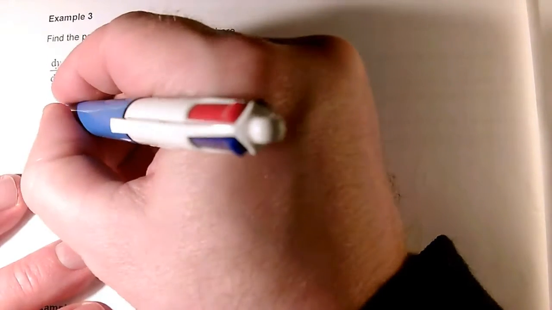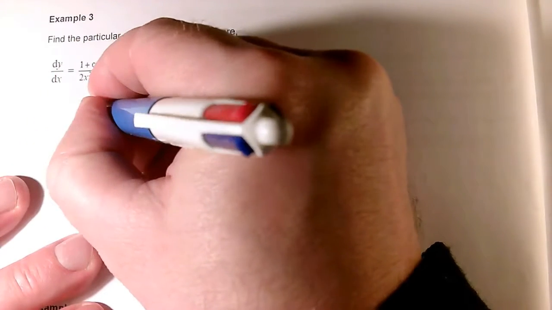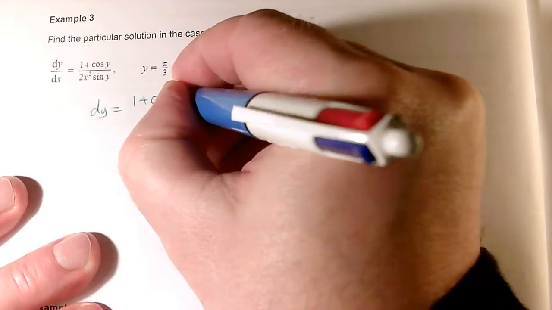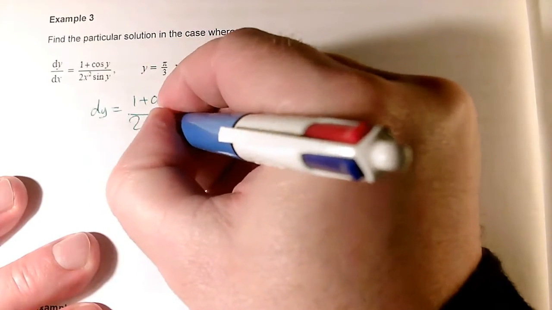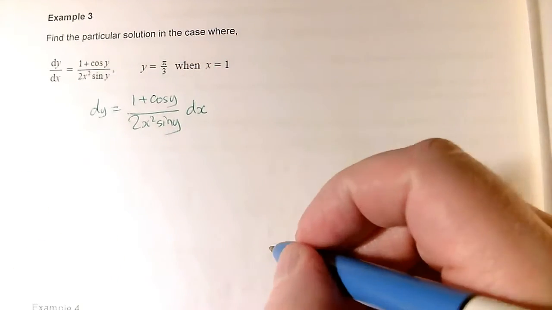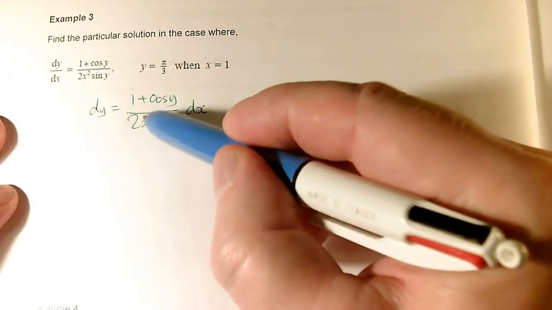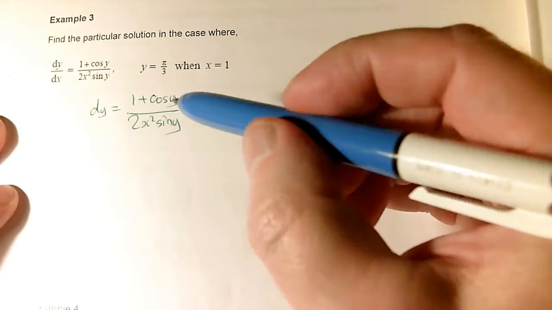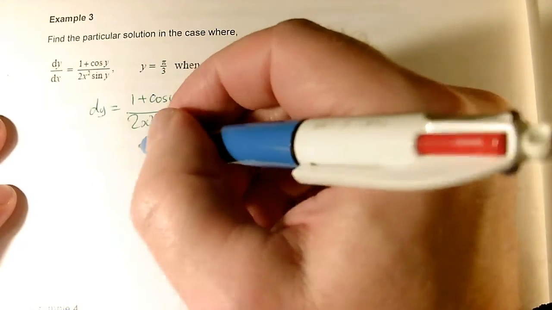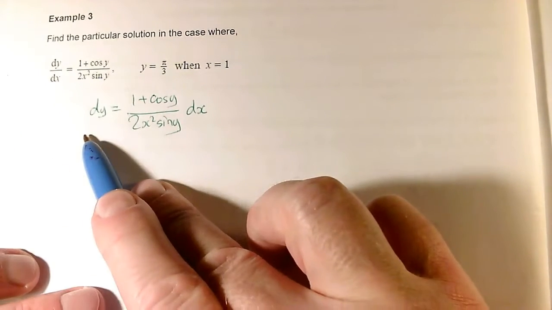Okay, so dy over dx. I've got to get rid of the dx. I want dy on one side. dy equals (1 plus cos y) over 2x squared sine y, but I'm multiplying by the dx, so I've got a dx at the end. Okay, but now if you look at this, the x squared's in the right place. The sine y and the 1 plus cos y are in the wrong place, and I'd much rather have a constant like 2 on the top of a fraction than on the bottom.